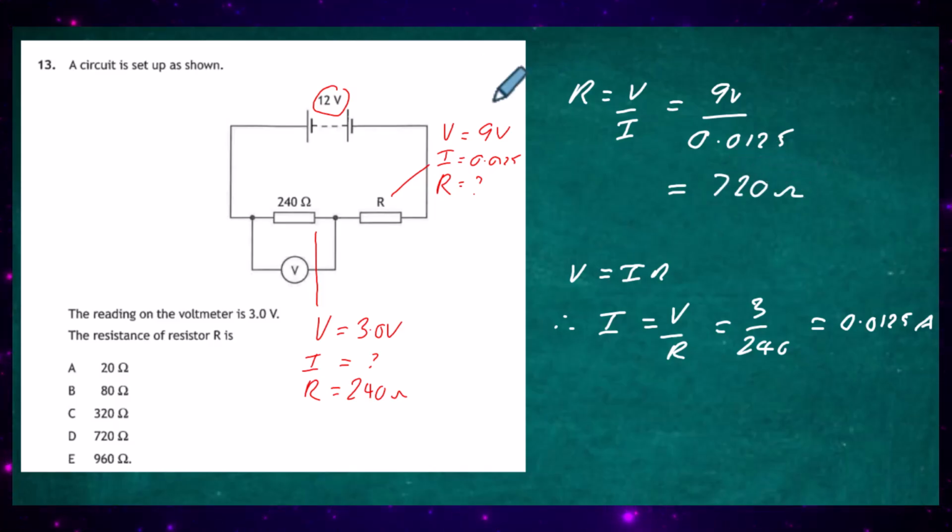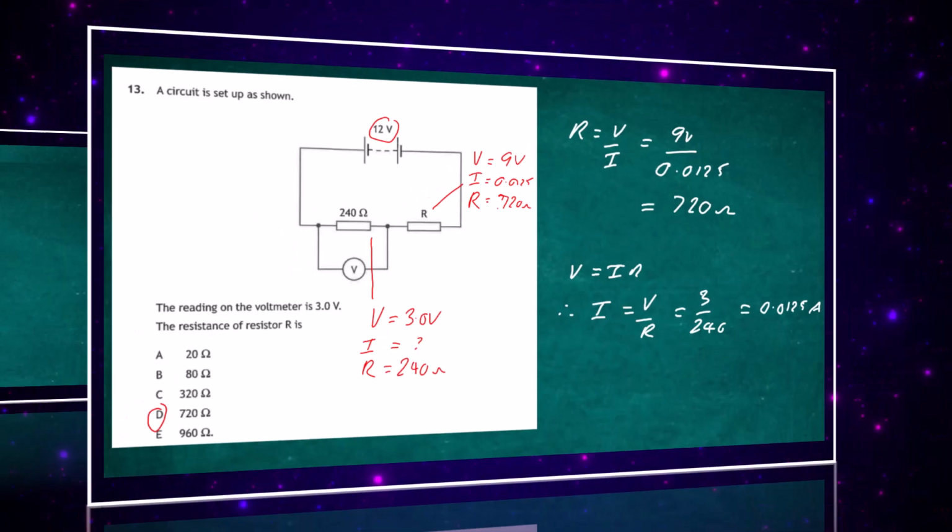So we now have completed the whole diagram, 720 ohms. We know everything about that circuit. So our response to this one is going to be D. The resistor has a value of 720 ohms.